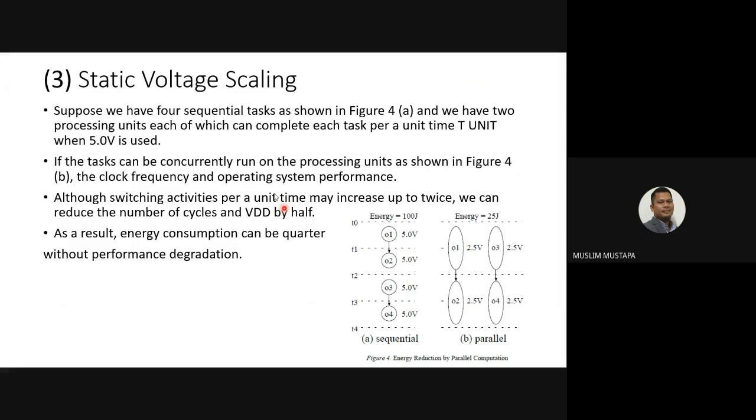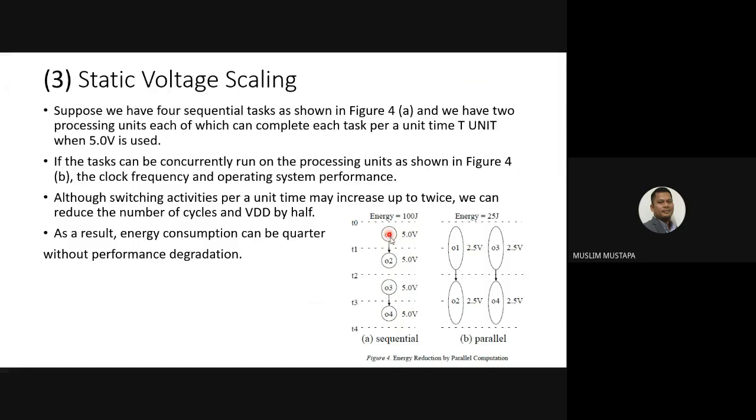So suppose we have four sequential tasks, right? So this is figure 4a. So we have four sequential tasks: task 1, task 2, task 3, and task 4. So they are executed in sequence, right? So the energy consumed is 100 joules, right? So 100 joules to process all four tasks in sequence.